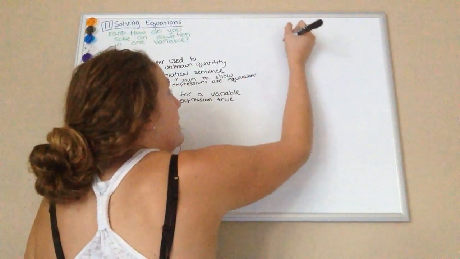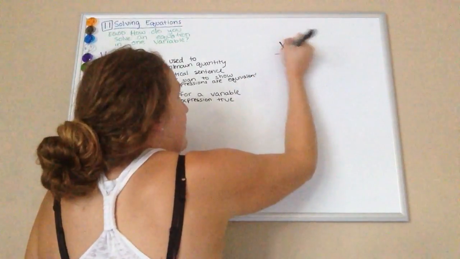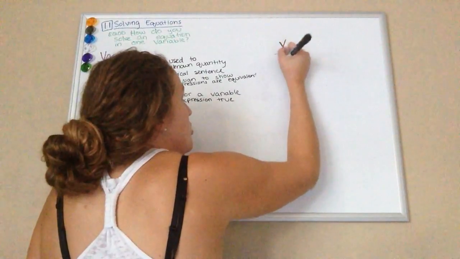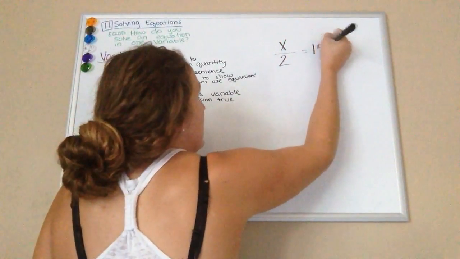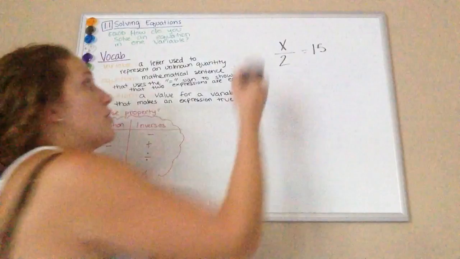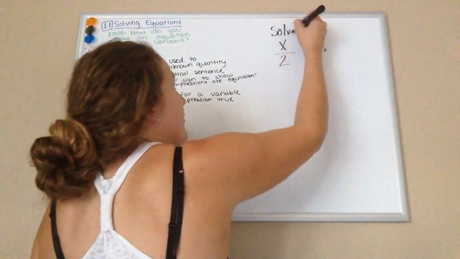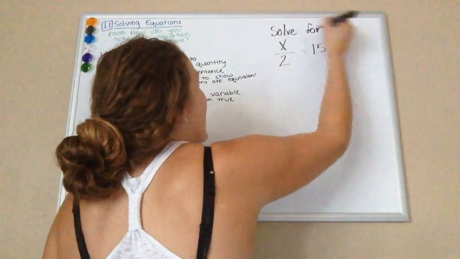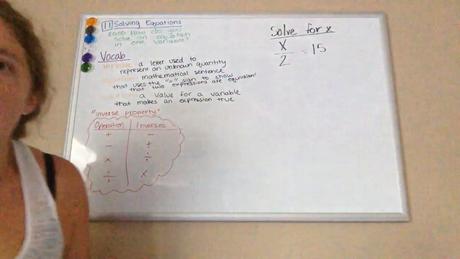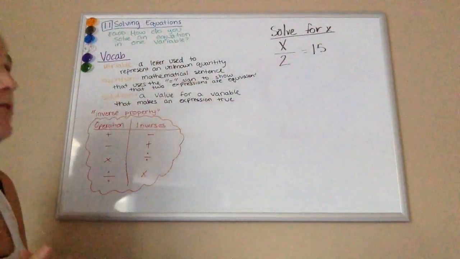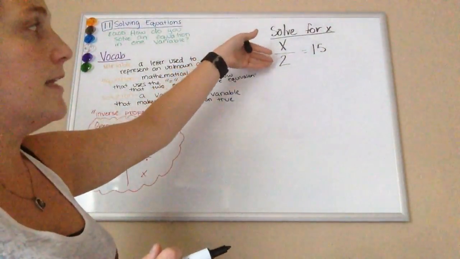So let's do x divided by 2 is equal to 15. Remember, anytime it shows you this and it says solve, it means solve for the variable, solve for x. It could be any variable. I just pick x because that's what I'm used to. So x divided by 2.